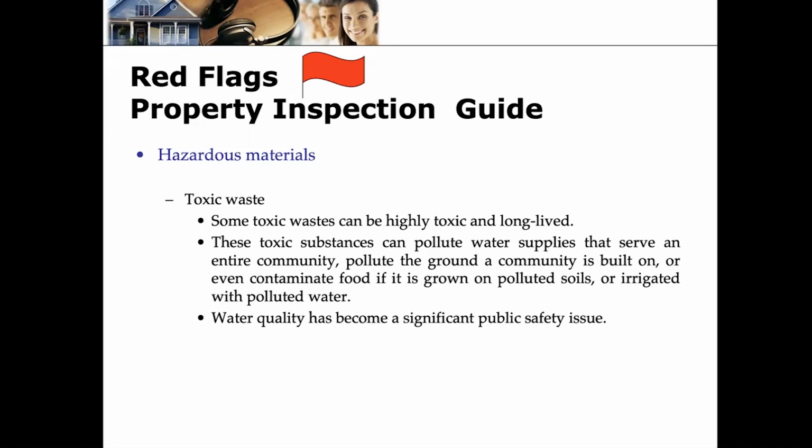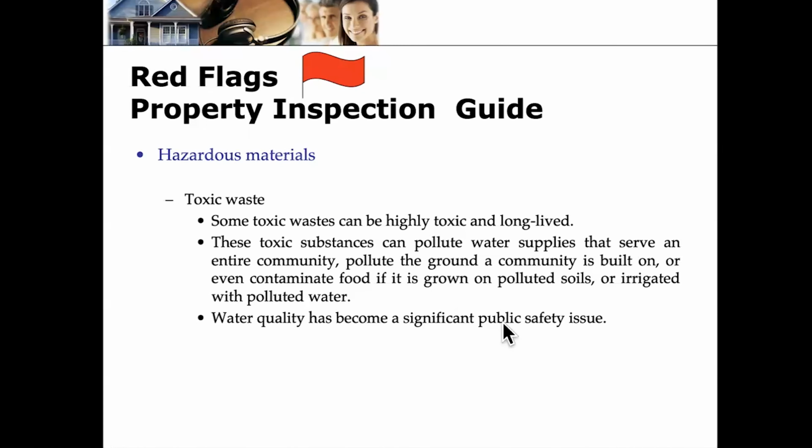Some toxic waste, though, can be highly toxic and long-lived. These toxic substances can pollute water supplies that serve an entire community, pollute the ground a community is built on, and even contaminate food if it's grown on polluted soils or irrigated with polluted water.